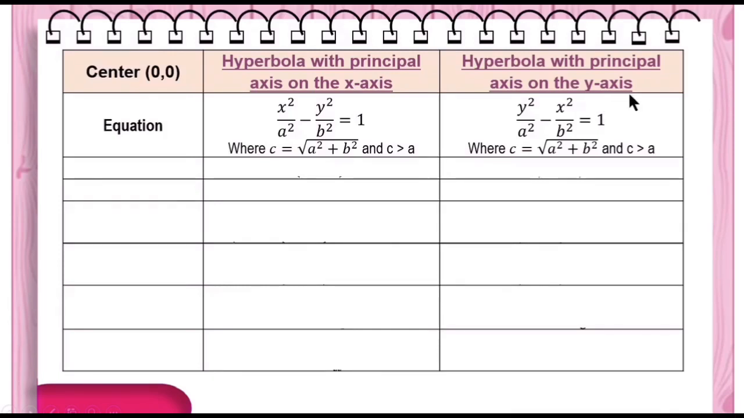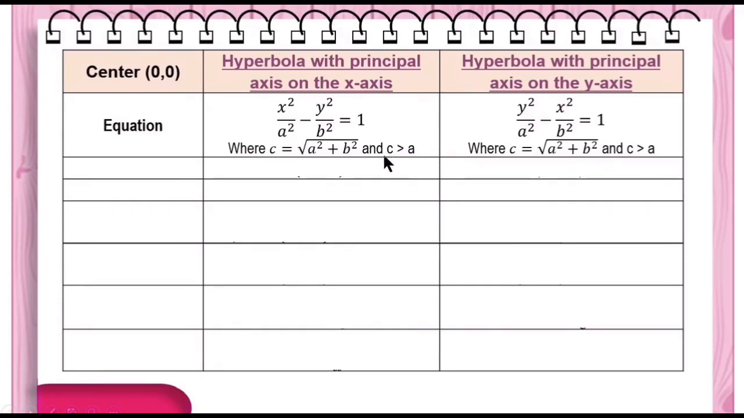Dito sa hyperbola, we cannot conclude that A is greater than B as in the case of the ellipse. Hence, A may be greater than, less than, or equal to B. So dito sa hyperbola, pwedeng mas greater ang value ng A kaysa B. Pwede rin less than B, or pwede parehas ang value nila.